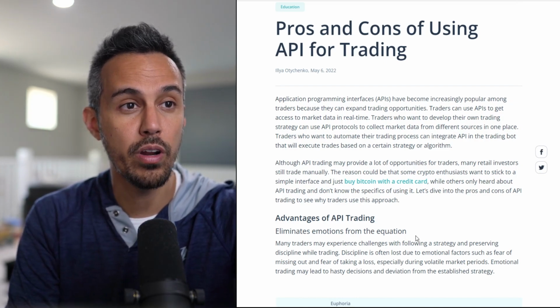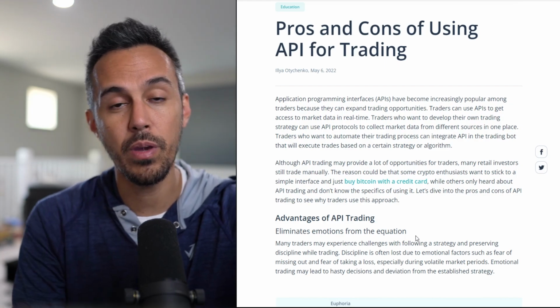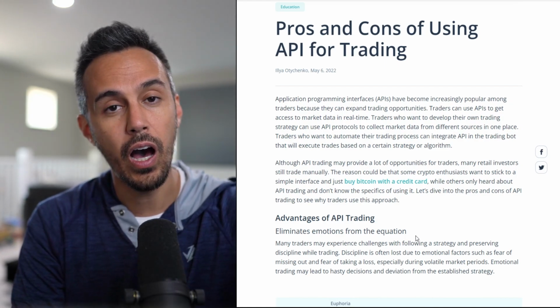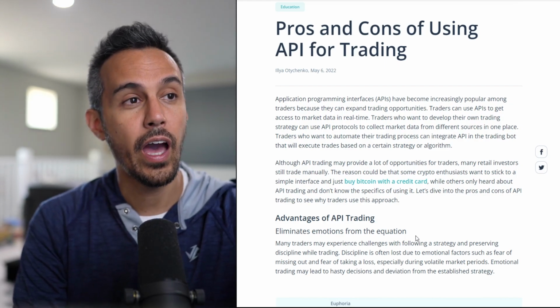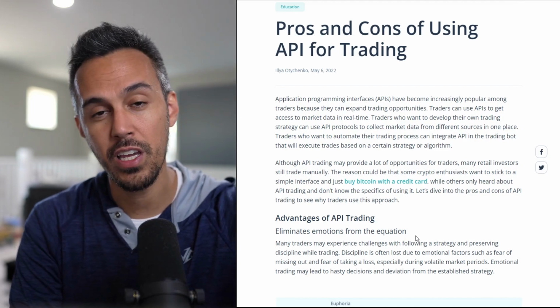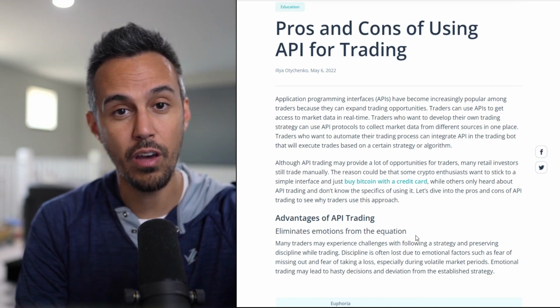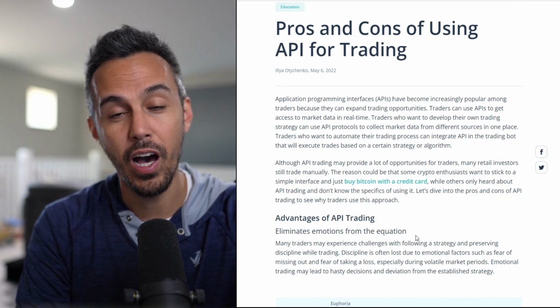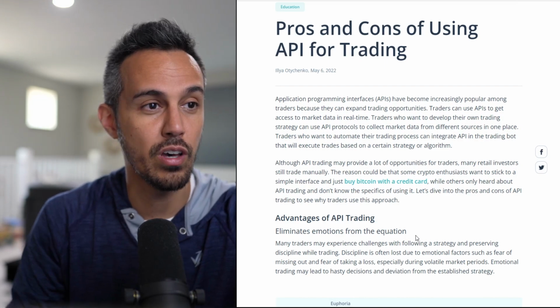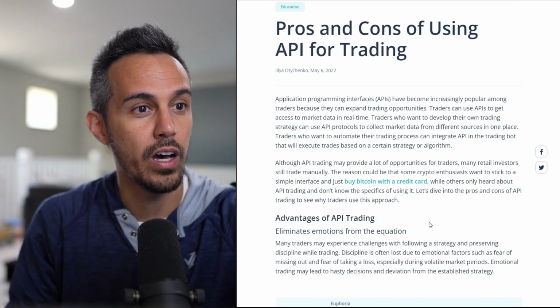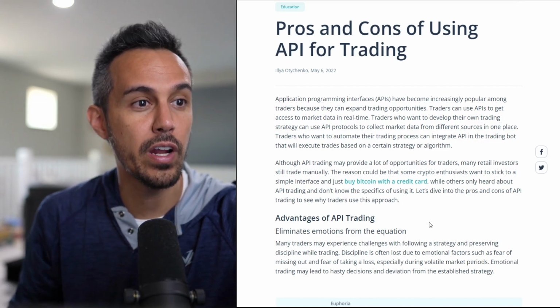why APIs are important. I'm always for tools that make you guys better traders. I think that's really important. As the crypto blockchain space is evolving, I think having an API to do all the things that you want to do is definitely important, especially if you're doing multiple trades over a period of time. So they said API trading may provide a lot of opportunities for traders.